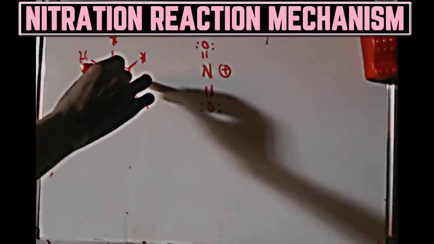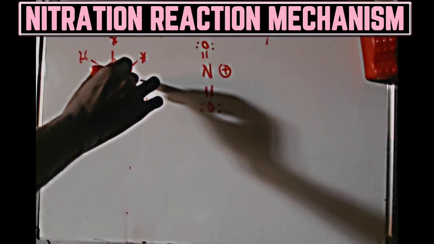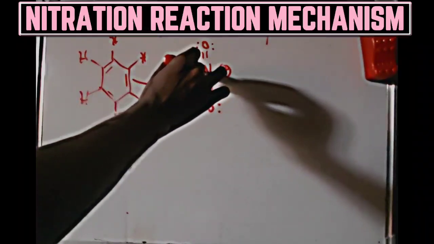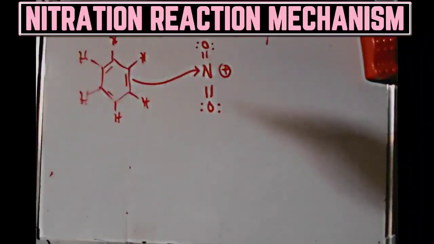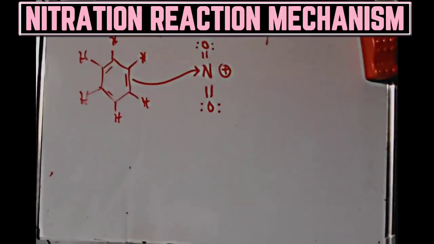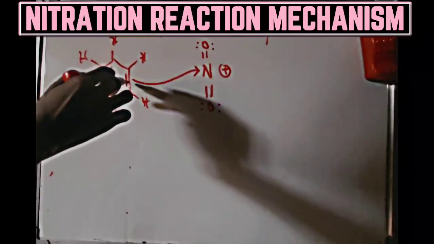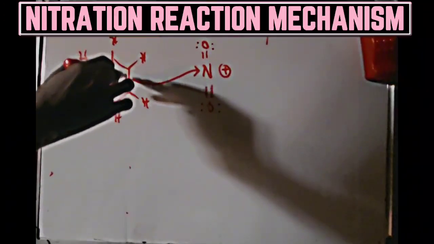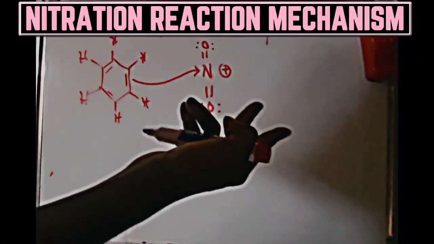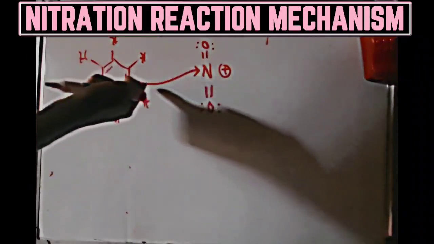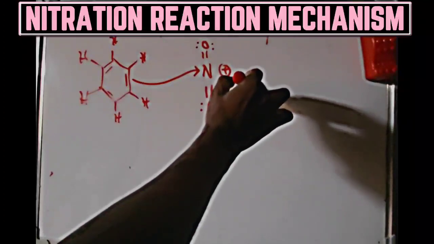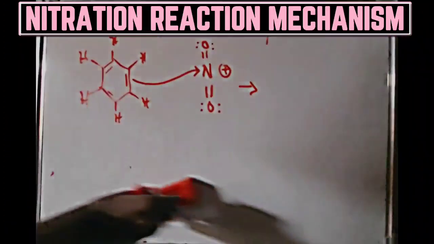So one of the pi bonds here is going to donate its electron pair to the nitrogen to form a bond. Once this is done, as you can see, the pi bond consists of 2 electrons, and you're going to form a bond to nitrogen. All right, and when it does, we're going to have this.